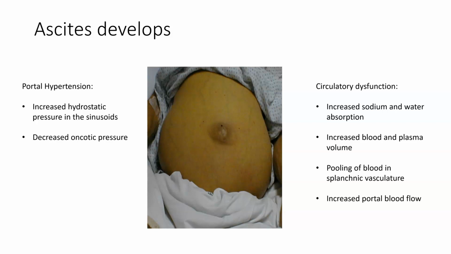So as you can see, ascites develops when you have these two circumstances occur. You have portal hypertension with increased hydrostatic pressure in the sinusoids, and you have a decreased oncotic pressure. But in addition, driving that development of ascites is the circulatory dysfunction, where you have increased sodium and water absorption, increased blood and plasma volume, and pooling of blood in the splanchnic vasculature, which leads to increased portal blood flow.